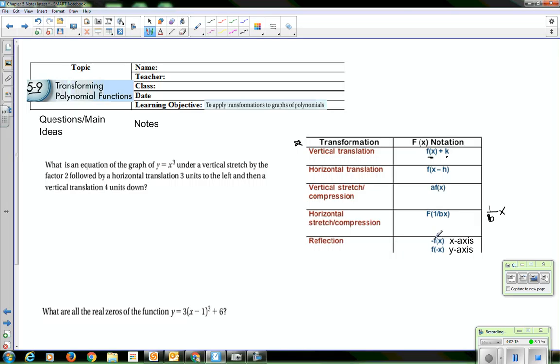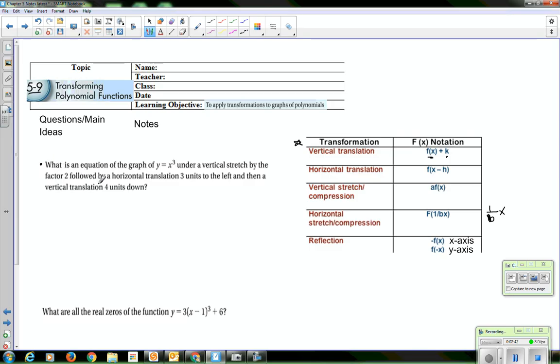And your reflections: for an x-axis reflection, you take your entire function and change the sign. For a y-axis reflection, you take your x value in your function and replace it with negative x. So we're going to look here at our first problem.